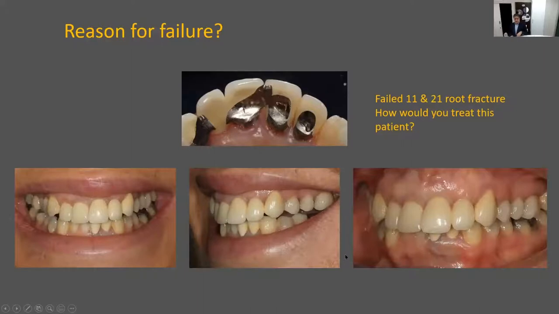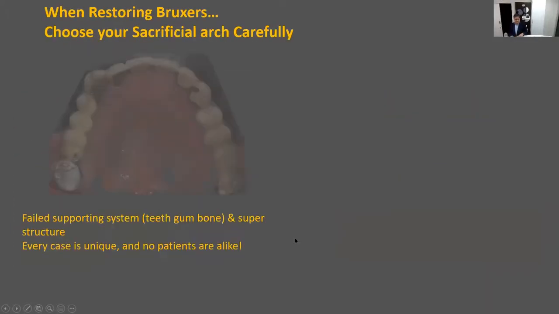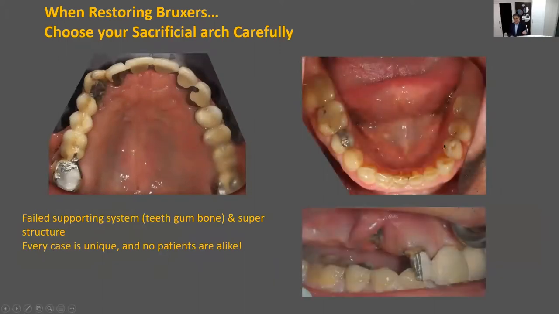So I'd like to ask the question, if you remember this slide, how would you treat this patient, given that we've got all these problems? Any opinion will be taken. There's no wrong answer. So what happens when you have bruxism? This is a referred patient, bridge work. If we did a sacrificial arch, we got the wrong one. So it was sacrificial, okay?